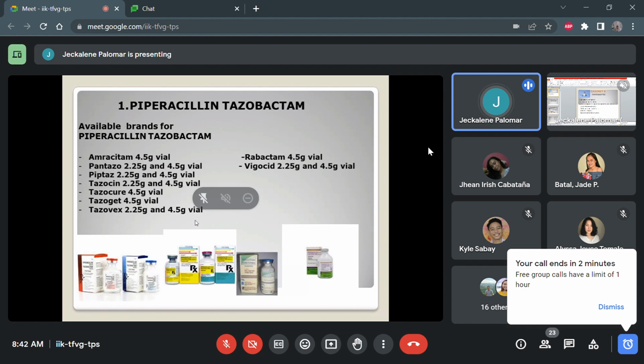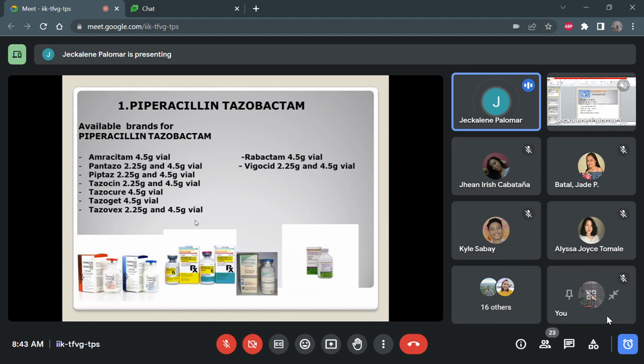Amraceta 4.5, Pentazo 2.25 and 4.5, Piptas 2.25 and 4.5, Tazocin 2.25 and 4.5, Tazocure 4.5, Tazogate 4.5, Tazovix 2.25 and 4.5, Rabactam 4.5, Vigosi 2.25 and 4.5.